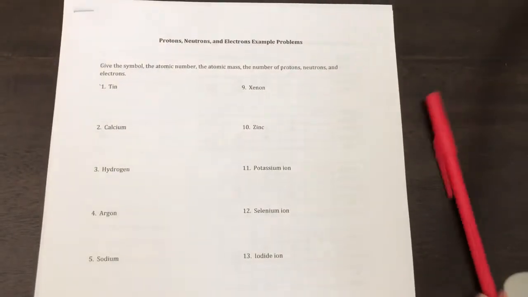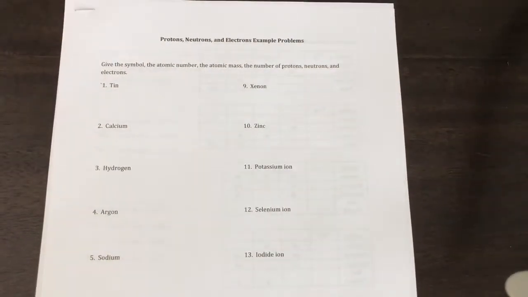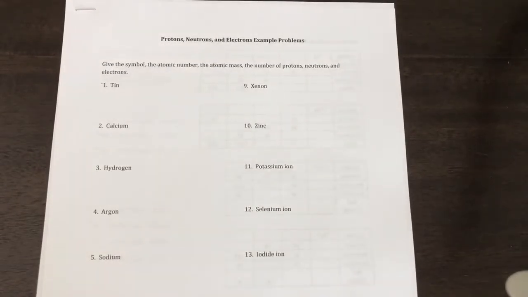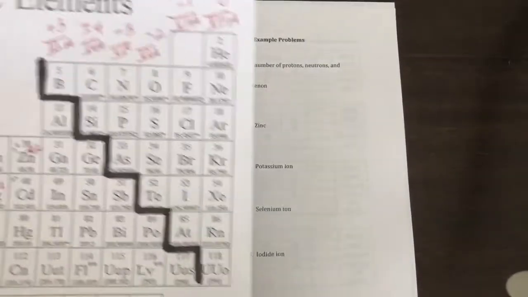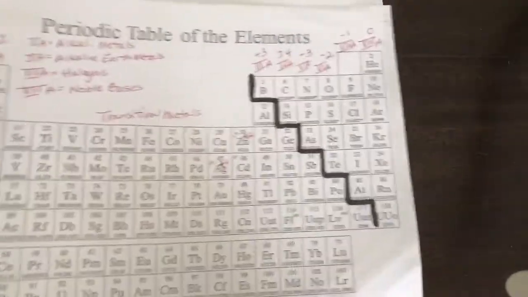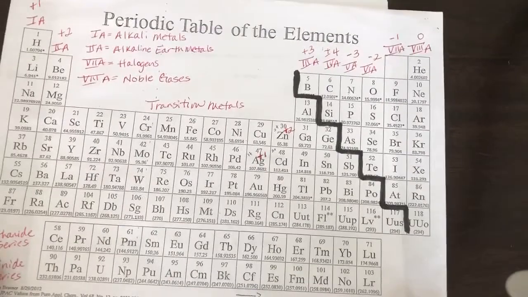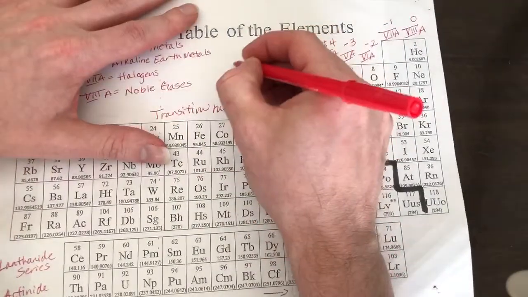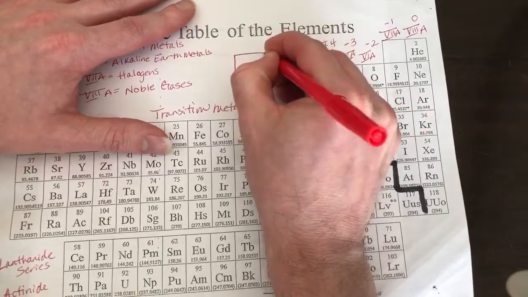Okay guys, so this is going to be your example problems over protons, neutrons, electrons, and all that good stuff. I want to first off start by saying that we're going to be looking at our periodic table. So if you don't have your periodic table, you need to get it in front of you. Okay, so let's take a look at something like carbon.